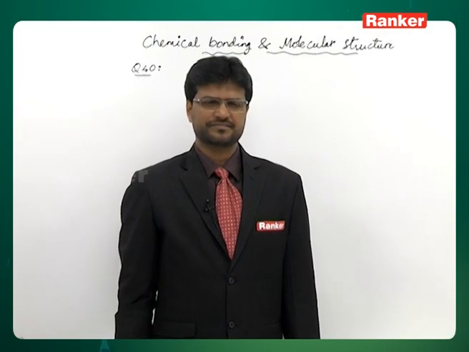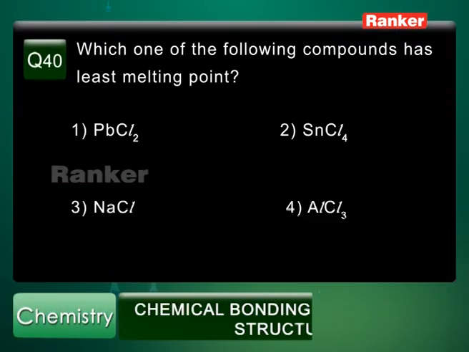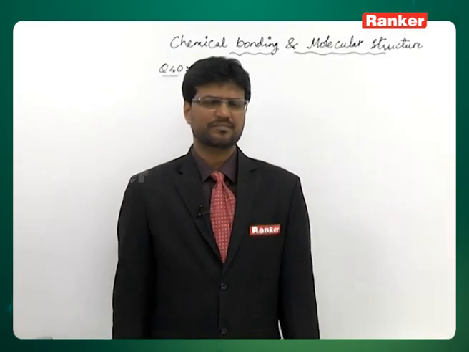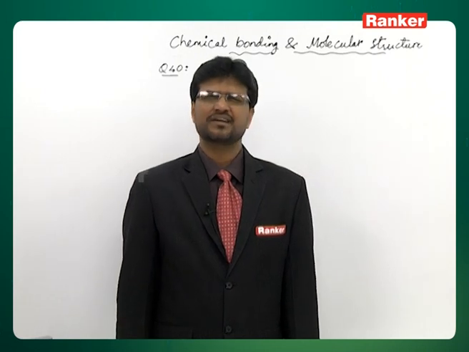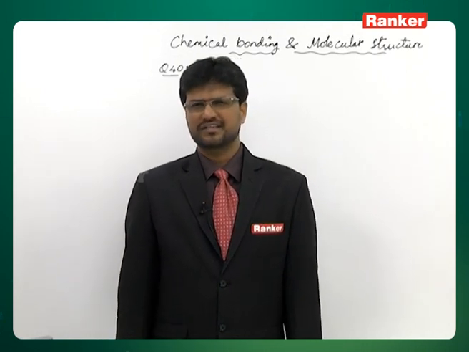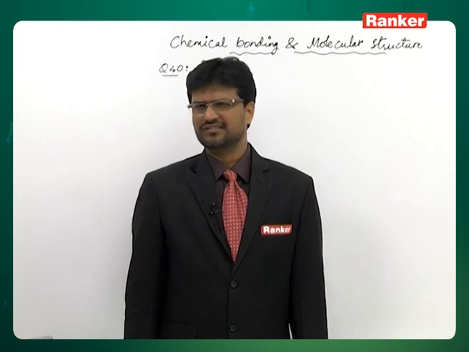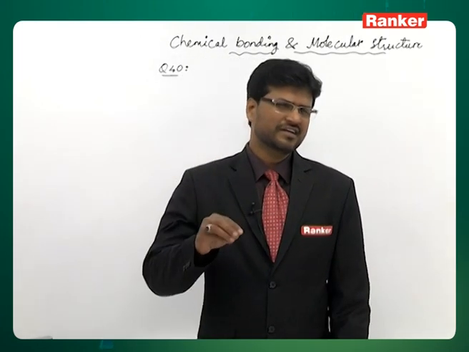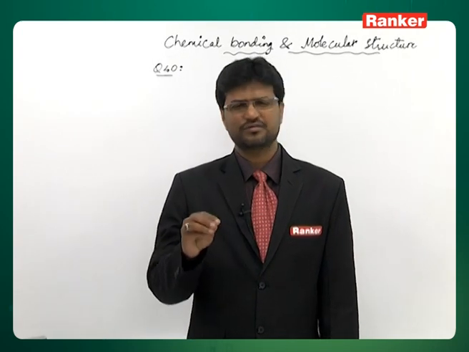Question number 40. Which one of the following compounds has the least melting point? Now, the first option is PbCl2, plumbous chloride. Second option is stannic chloride. Third option is NaCl, and fourth option is AlCl3. Now, we need to decide this on the basis of Fajan's rules, which say that as the charge on the ions increases, covalent nature increases, ionic nature decreases, and as the ionic nature decreases, melting point also decreases.